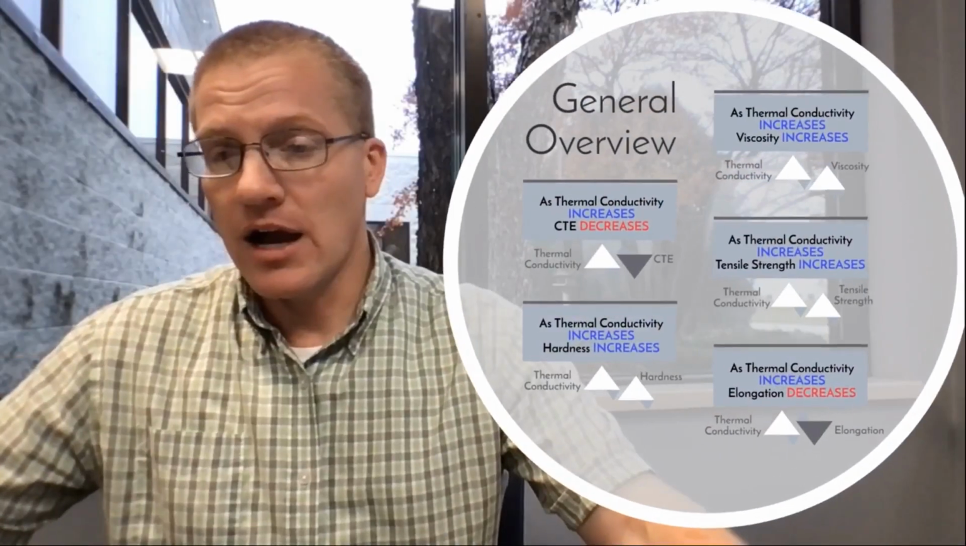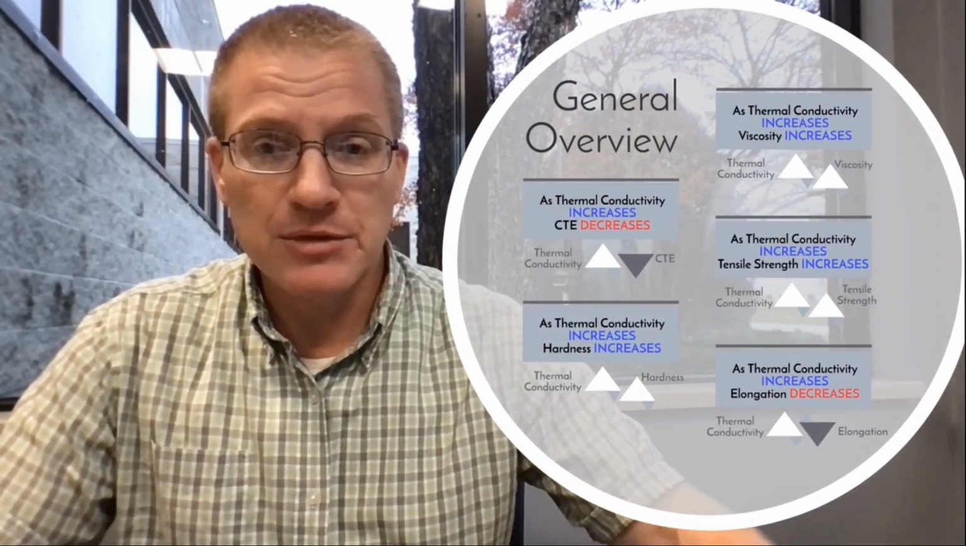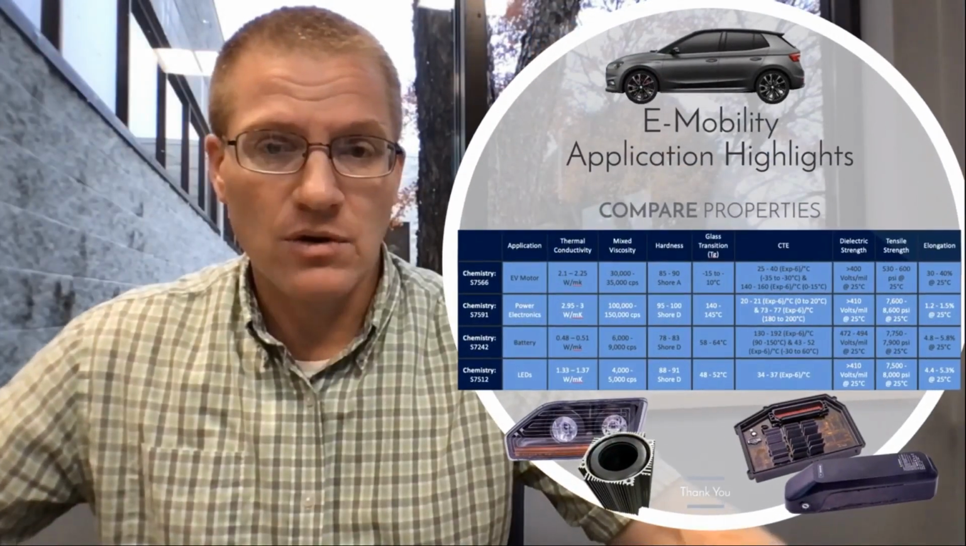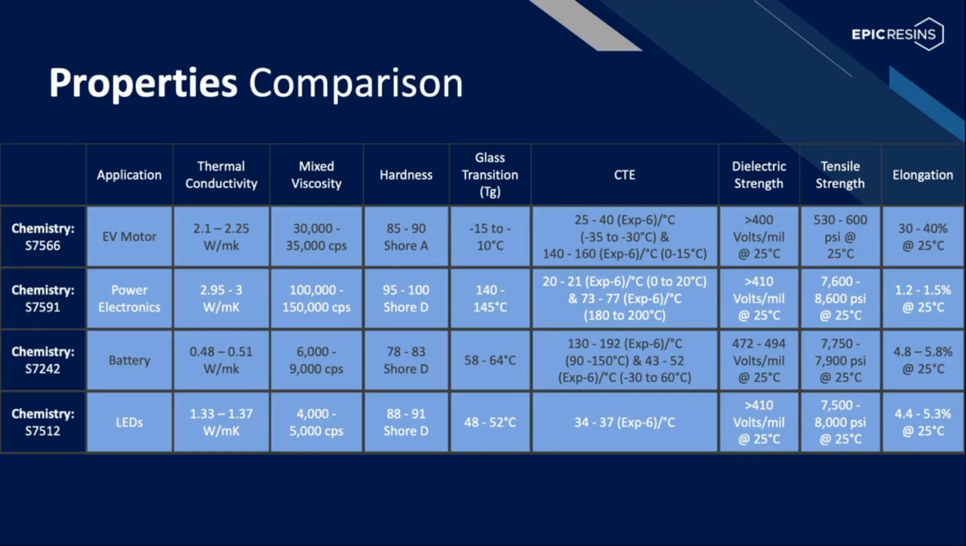And then let's talk a little bit about some different products that we have here. There we go. All right, so let's look at this graph here. As we look at, for example, 7566, that's really an EV motor application. Very good, nice high thermal conductivity, 2.1 to 2.25. This is a Shore A material, on the higher end of the Shore A scale.